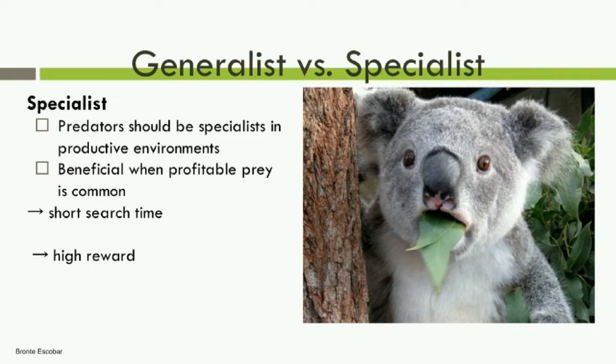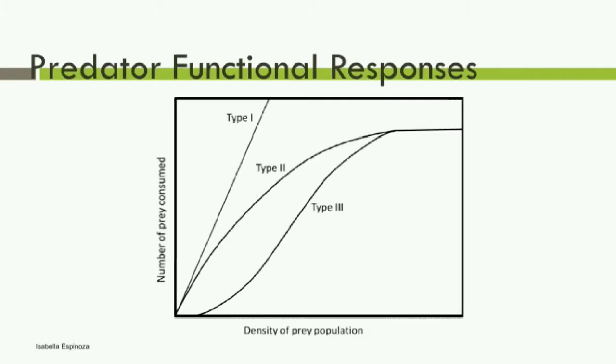An example of a specialist are koalas. Koalas are one of 3 mammals that eat eucalyptus leaves. Their digestive system is specifically adapted to handle the poisonous toxins in eucalyptus leaves. Koalas only thrive in places with eucalyptus because that is all they eat.